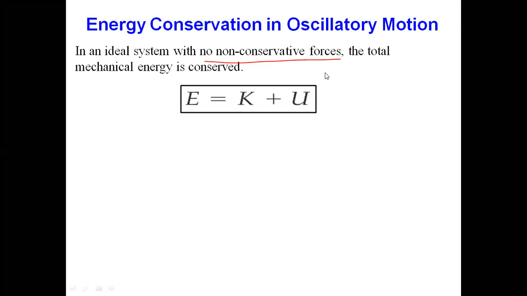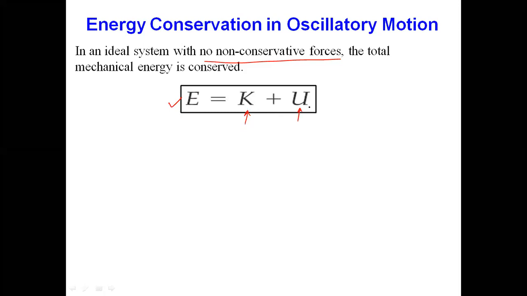हाँ. So let us move on to again the energy conservation in oscillatory motion. So in an ideal system there are no non-conservative forces, so velocity and acceleration dependent forces नहीं है हमारे पास. So we know simply we have total energy E is equal to K, which is kinetic energy, and U, which is potential energy.